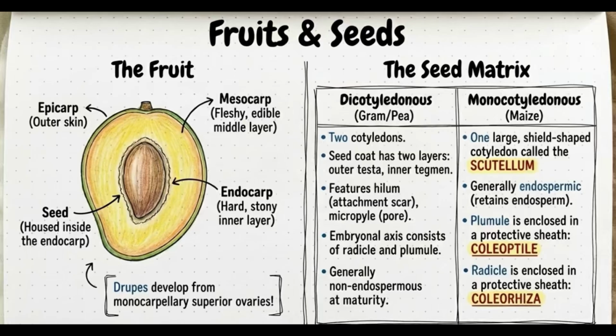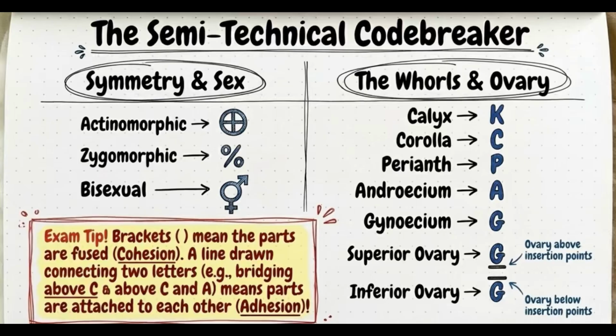And at the very end of our notes today, they give us the ultimate code breaker. The floral formula. Yes. Botanists take all of this complex vocabulary we just learned and condense it into a semi-technical floral formula. It looks like an algebra equation. It's a universal language. You can describe the entire structural reality of a plant in a single line. Okay, so a circle with a cross inside means actinomorphic symmetry. Radial symmetry, right. Or a percentage sign means zygomorphic. Then you have the symbol for male and female for bisexual. K represents the calyx, C for corolla, P for perianth, A for androecium, and G for gynoecium.